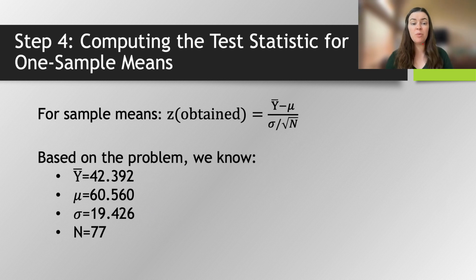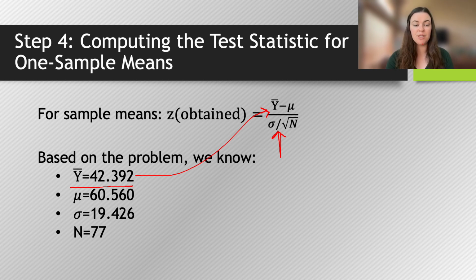Step 4 is where we compute our test statistic for sample means. You'll notice that our formula here has changed to accommodate us now using means rather than proportions. And so based on the problem itself, we know that our sample mean was 42.392 per 100,000 population. So we can go ahead and plug that in for y bar here at the top. The second component of information that we can get from the problem is our population mean.